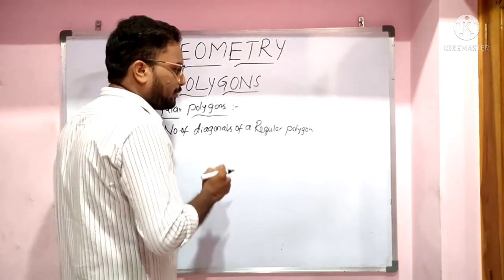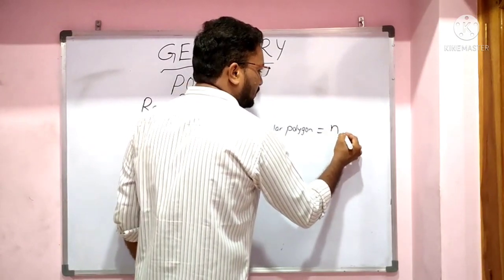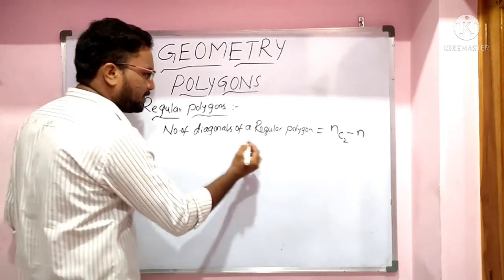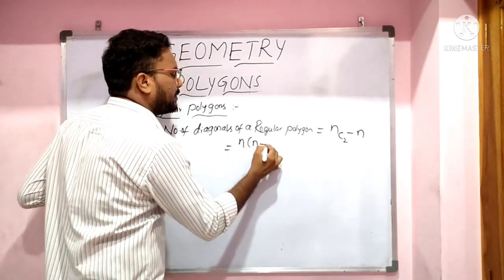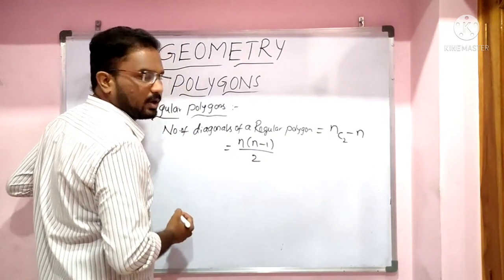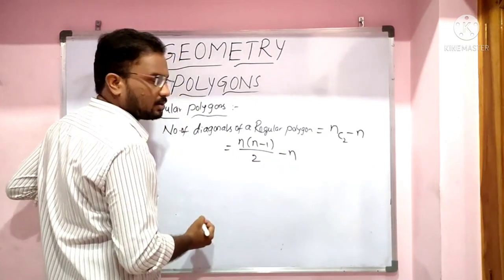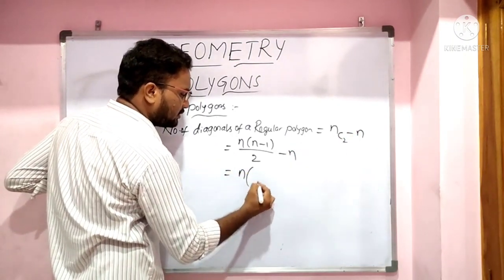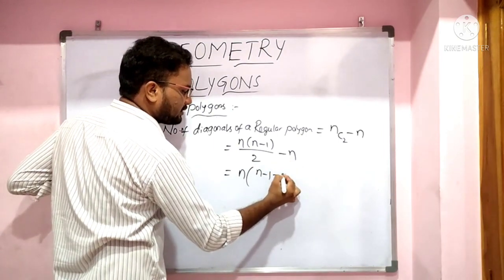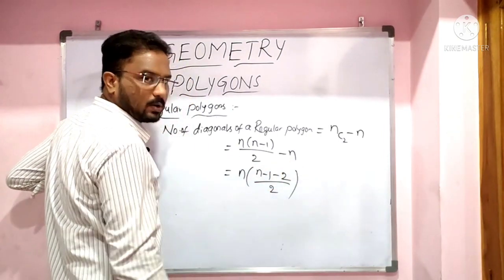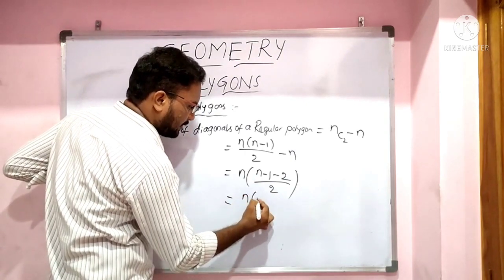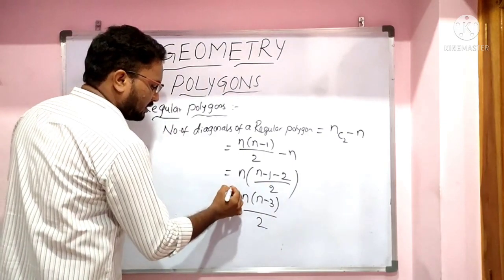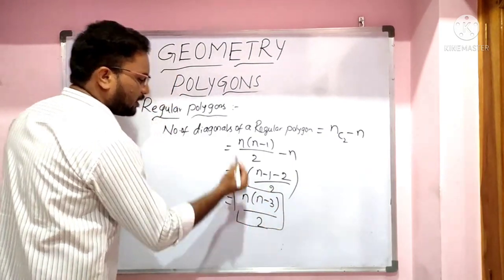So the number of diagonals of a polygon formula is nC2 minus n. nC2 means n into (n minus 1) by 2. Minus n. n into (n minus 1) by 2 minus n. If you take n as common, n into (n minus 1 minus 2) by 2. So that equals n into (n minus 3) by 2. This is the formula for the number of diagonals for a regular polygon.